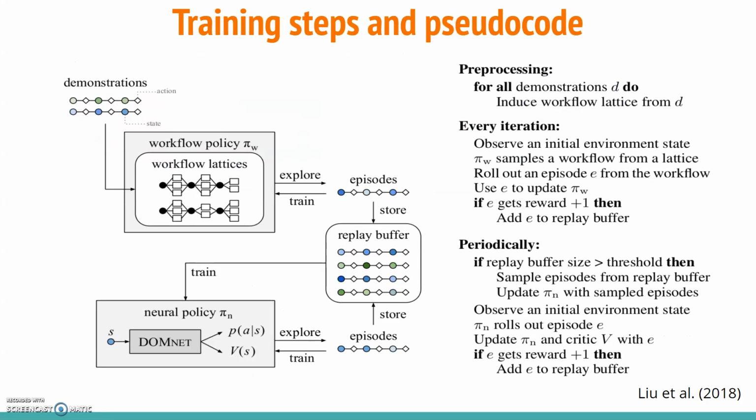We show how the workflow policy and the neural policy get trained alternately. The workflow policy first samples a workflow and then samples an episode from the workflow. It adds the episode to the replay buffer only if it gives a positive reward. Training and episode rollout occur at every step for the workflow policy. The neural policy gets trained and rolls out episodes after every 10 steps. This process keeps repeating till the end of training.